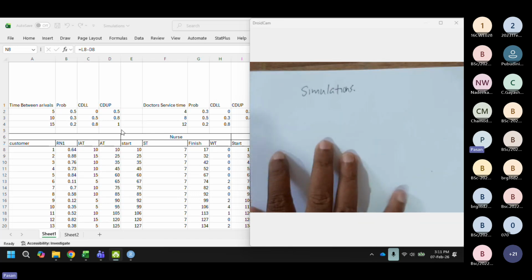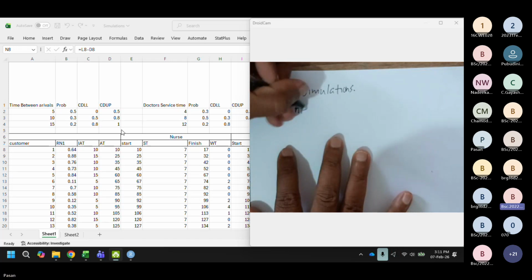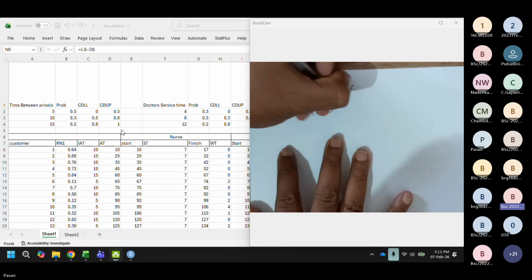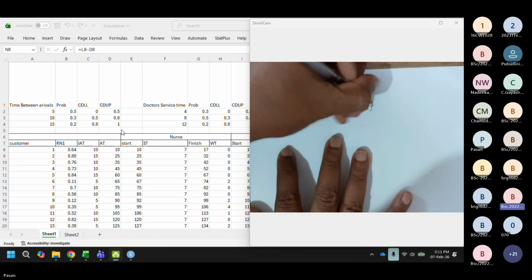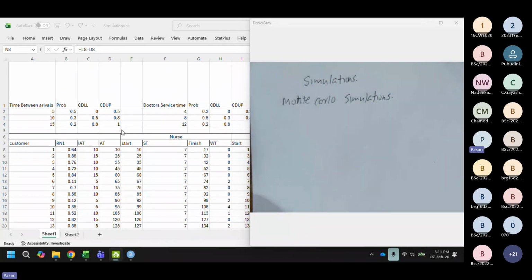So this is simulation, and we are talking about the concept of Monte Carlo. So, the Monte Carlo simulations. This name comes from the fact that I think this concept was introduced at a place called Monte Carlo. That's why this name came into this particular technique. So let's see what the concept behind Monte Carlo simulation is.